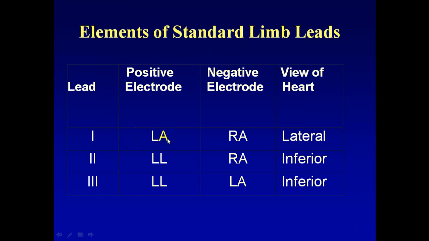Left arm, right arm, left leg, right leg. Note that lead 1 really looks at the lateral wall of the heart, while the other two are the inferior leads of the heart.